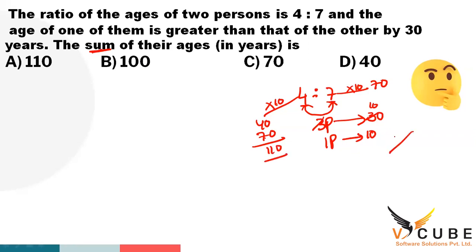So this is the basic method. Don't do this process. I think it's a time waste. Only for greater than problems, just add the given ratio. 4 plus 7, 11. 11 related answer, only 110. So that's why option A is the right answer.